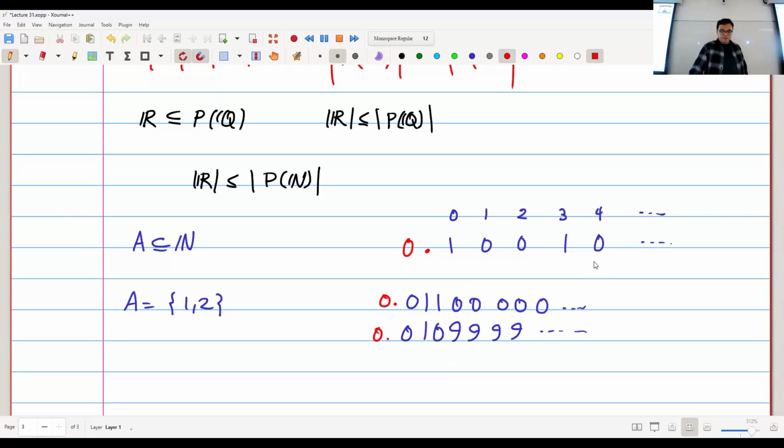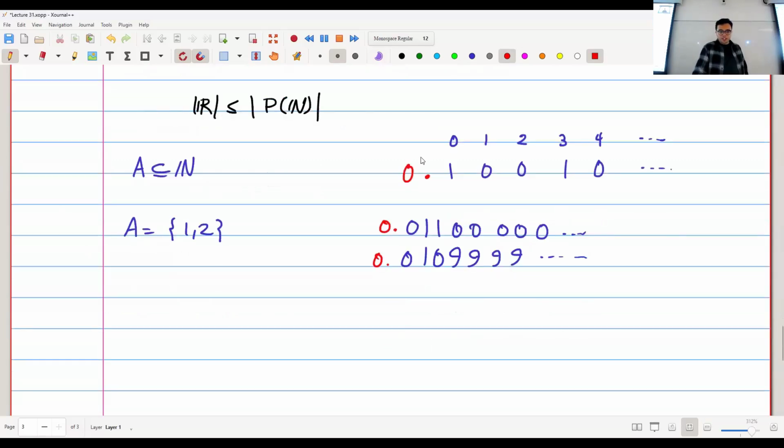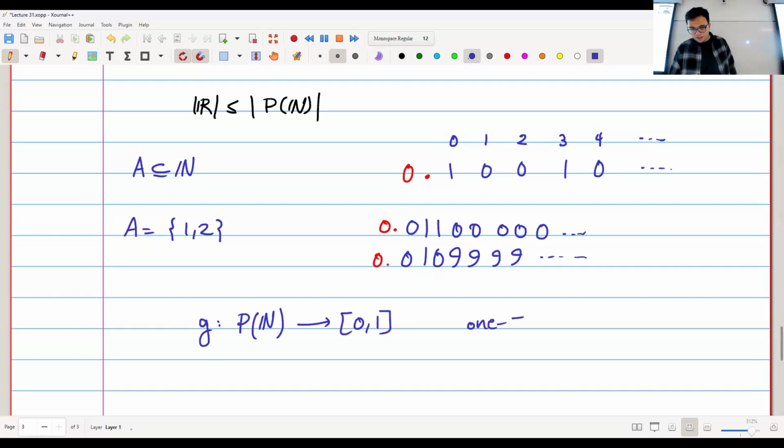This is 1-to-1. So I have a 1-to-1 function. I don't know, let's call it G, from the set of subsets of natural numbers to, actually in this case, numbers between 0 and 1. And this is 1-to-1. Of course, I can also consider it as just being a function to R, and it's 1-to-1.